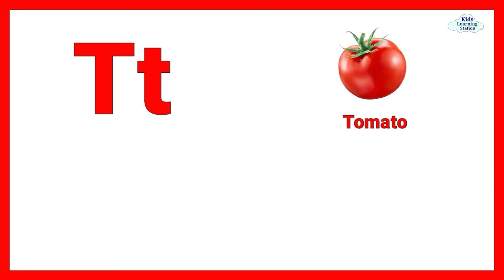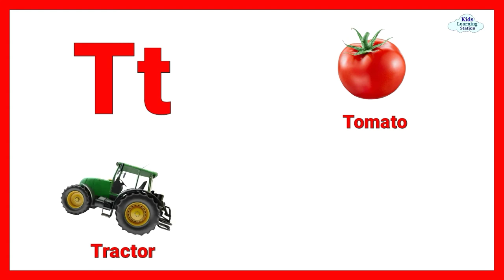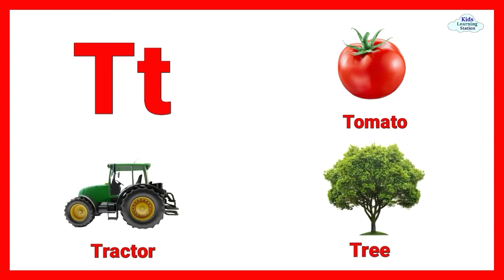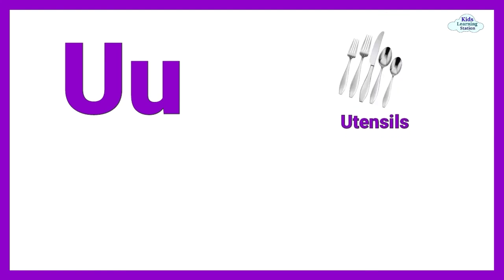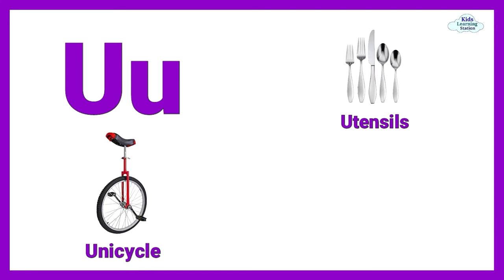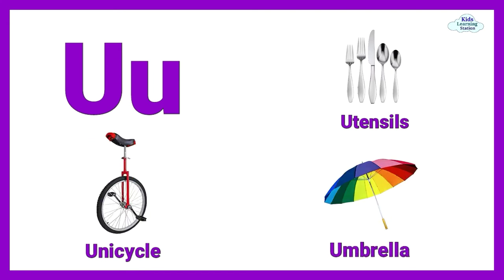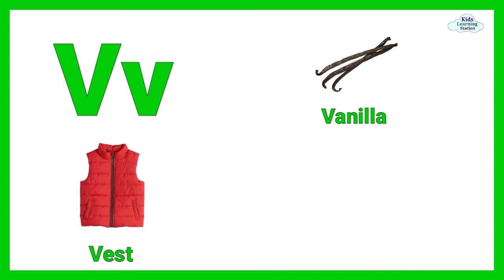T is for tomato. Tomato. Tractor, tractor. Tree, tree. U is for utensils. Utensils. Unicycle, unicycle. Umbrella, umbrella. V is for vanilla. Vanilla. Vest, vest. Vase, vase.